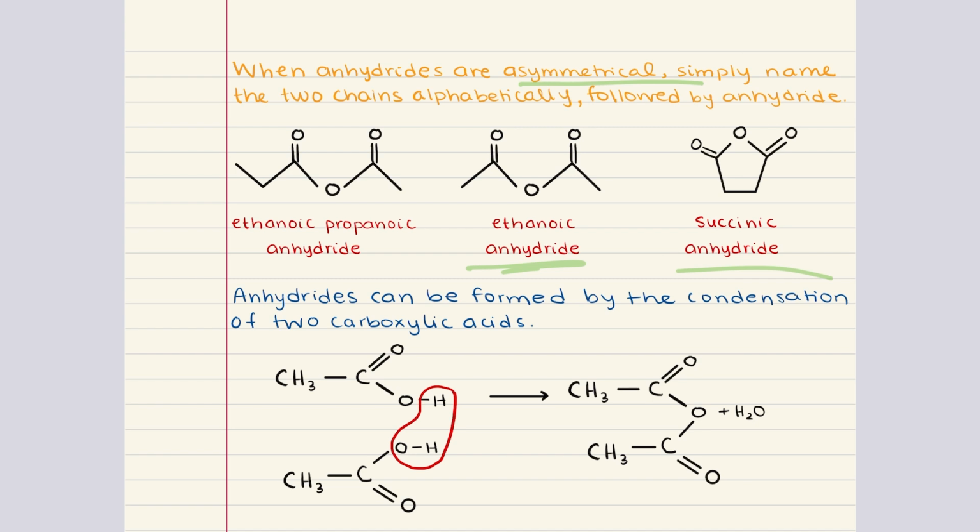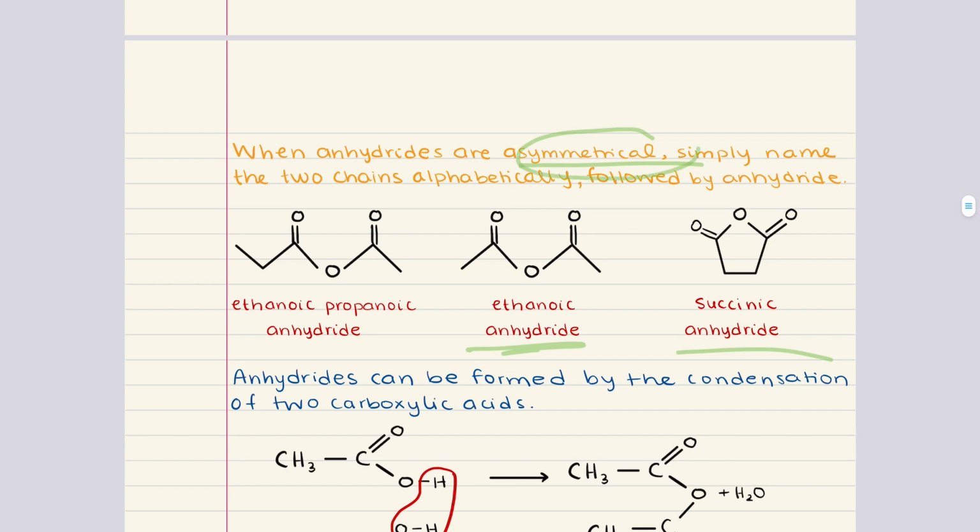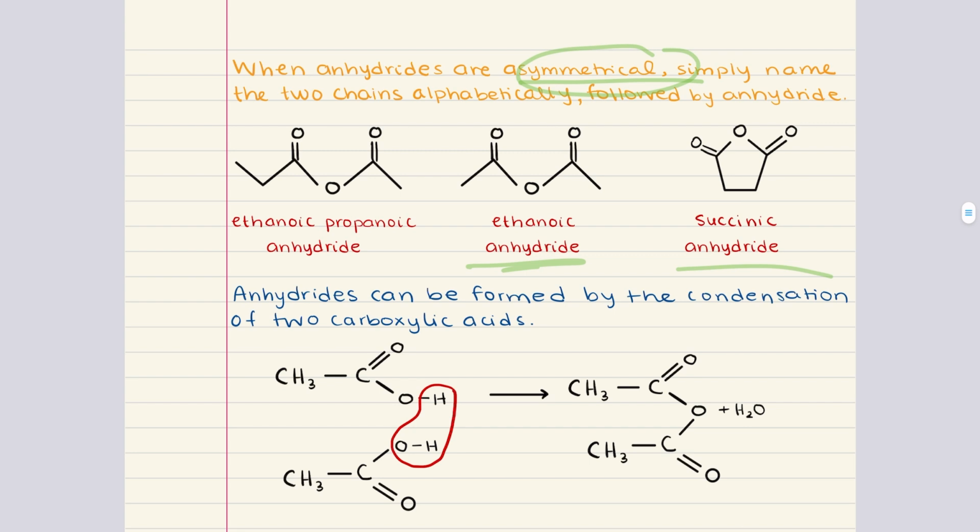Now, what about asymmetrical anhydrides? For asymmetrical anhydrides, each side of the molecule comes from a different carboxylic acid. In this case, the naming rule is to list both acid components in alphabetical order, followed by the word anhydride. So for example, if your two acids are ethanoic acid and propanoic acid, then the compound that's formed is named ethanoic propanoic anhydride, with the names ordered alphabetically.